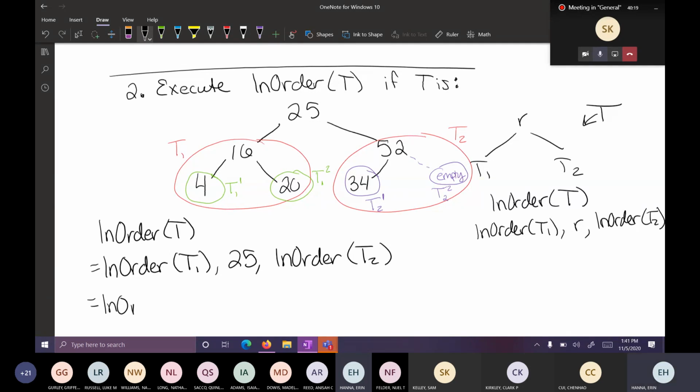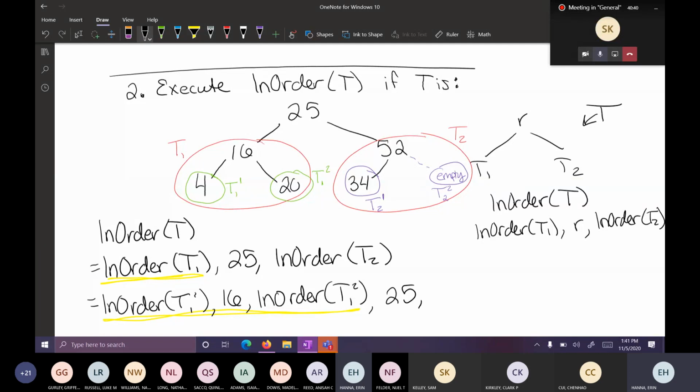So we'll have in order T sub 1 superscript 1, comma 16, comma in order T sub 1 superscript 2. So this first in order T sub 1 gives us this entire piece here. The 25 just comes down. And then the in order T sub 2 is going to give us in order T sub 2 superscript 1, comma 52.